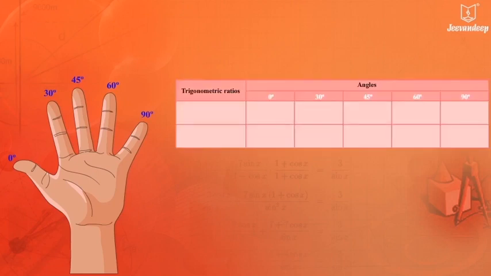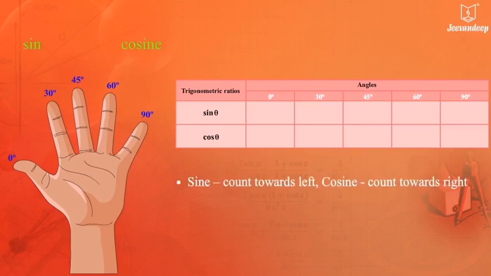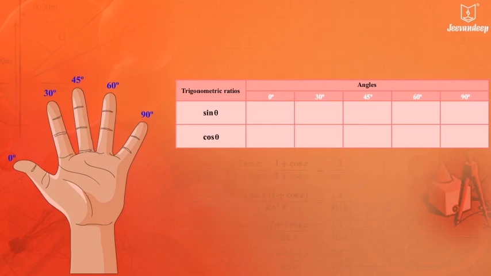Let us find out the values of sin theta and cos theta. We can later calculate other trigonometric values. In this method, depending on whether it is sine or cosine, count the number of fingers towards left or right respectively. Then divide the number by 4 and take the square root of the value.